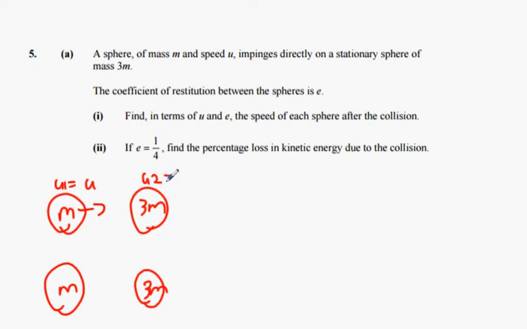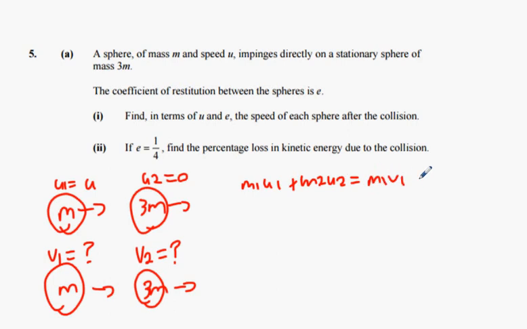So U2 equals 0. This one, we don't know the speed after its collision, and phi2, we don't know its speed after collision. We're assuming they're all going to the right. If they aren't going to the right, they have a negative sign and they're going left. Right, start with conservation of momentum: M1U1 plus M2U2 equals M1V1 plus M2V2.